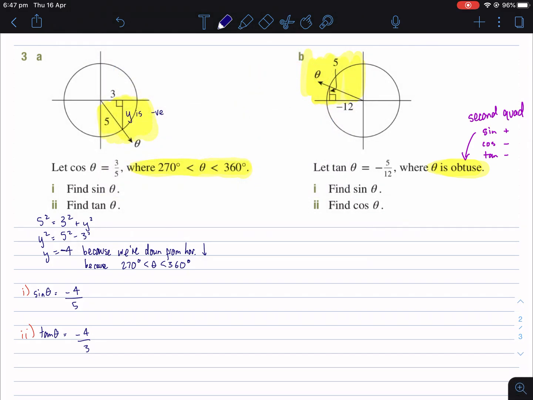Okay, so let's find the hypotenuse. We know the adjacent, we know the opposite. I'm going to call it r for radius, because technically it's the radius of the circle. So r squared equals 5 squared plus negative 12 squared. So r squared equals 169. So r equals 13. Radius is always positive. That's the only one you won't have to worry about.